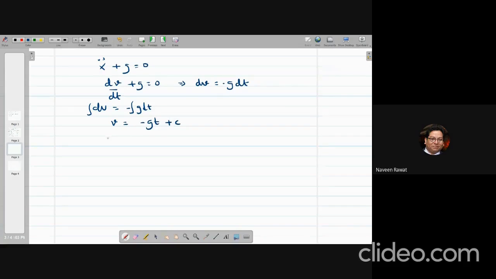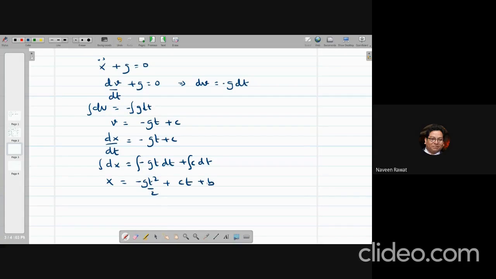Okay, and similarly I can do it again. I can write dx by dt is equal to minus gt plus c, and then I can do integral of dx is minus gt dt plus c dt, and then I can integrate this, and I get x is equal to minus gt square by 2, and then this will become ct, and then I will get another constant. Okay, so I get my kinematic equation: x is equal to x0 plus some constant times t plus some acceleration times t square, 1/2 a t square, and that is my equation.